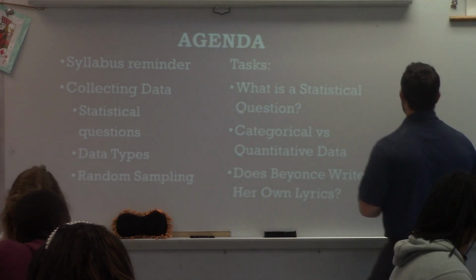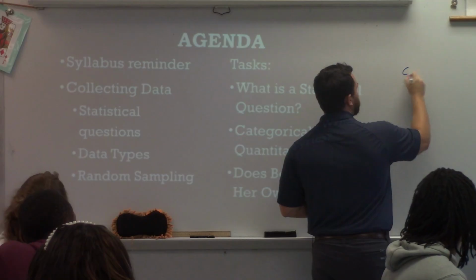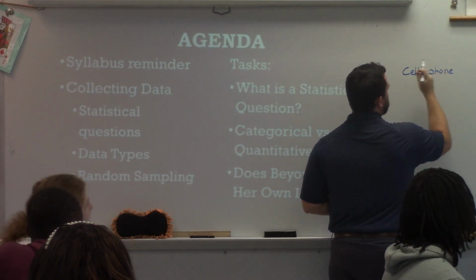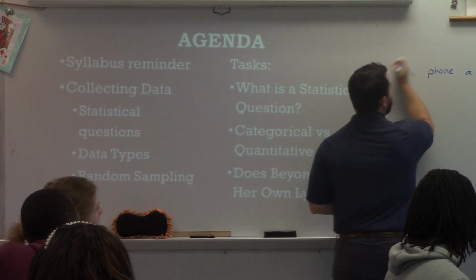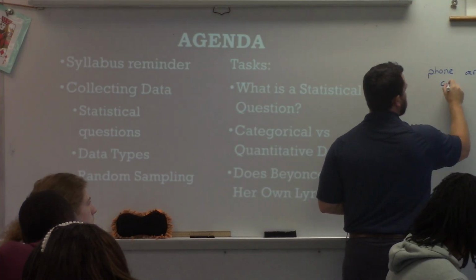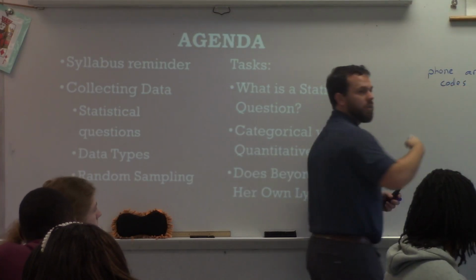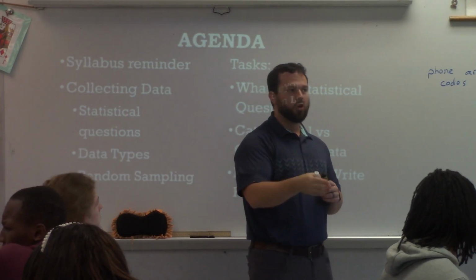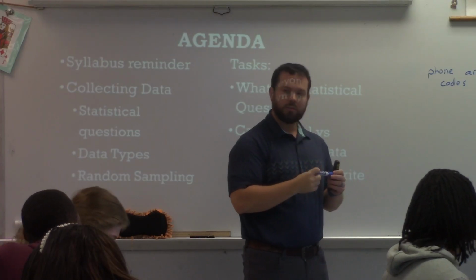Okay, so what about cell phone numbers, or let's say phone area codes? Is that categorical or quantitative? Categorical. Okay, but that's a number, isn't it? Yeah, but it's just in the group. Yeah, but it's in a group. It is not a what? Starts with a Q.